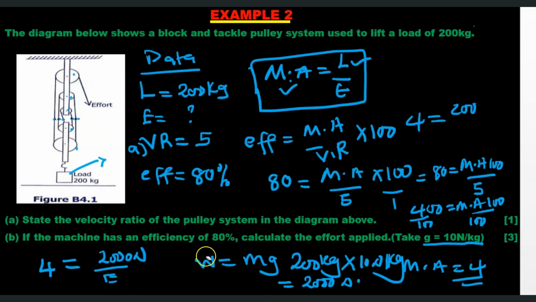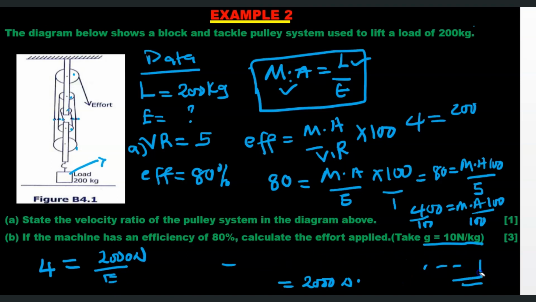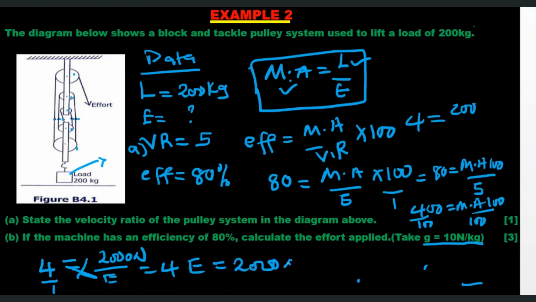So if we cross multiply, you are going to have 4 times effort is equal to 2000 Newton. Finding effort, our effort is 2000 divided by 4, which is 500 Newton. That is our effort. So the effort, therefore, in this question, was 500 Newton.